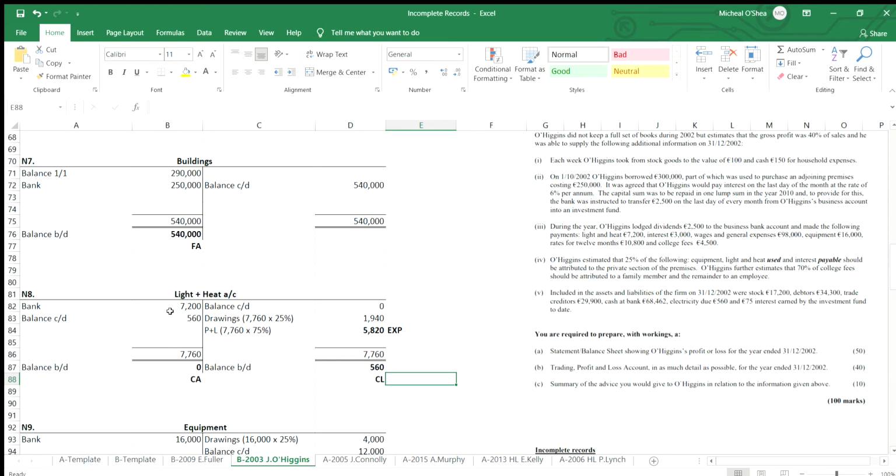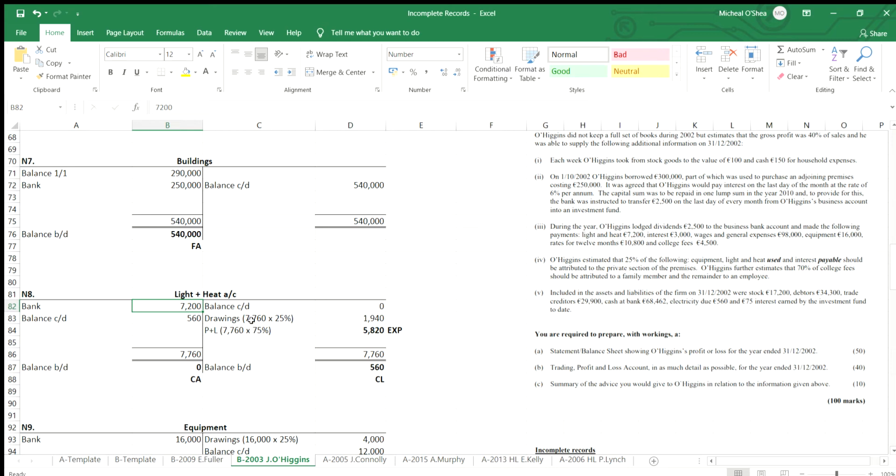It's everything here. I don't have any heating oil at the start of the year or anything like that, so the only other thing I'm told in the question is that 25% of light and heat used was for the private section of the business. Again, I've paid this and I've ended up using an additional 560 euro in electricity that I haven't paid for yet. So I've used 7,760 euro for light and heat, and 25% of what I used should be drawings.